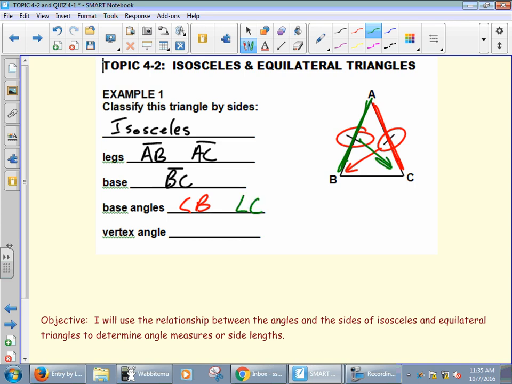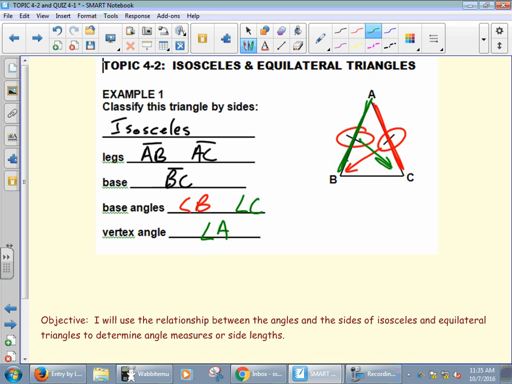Now, what we will learn later today is B and C are congruent, okay? If B is 40, C is 40. If B is 80, C is 80, okay? The vertex angle is the leftover angle, which is what angle? A, okay? It is not congruent to the other two. If it is congruent to the other two, then it is equilateral. Everyone on board with that thought process?